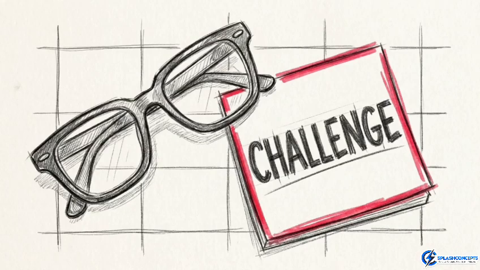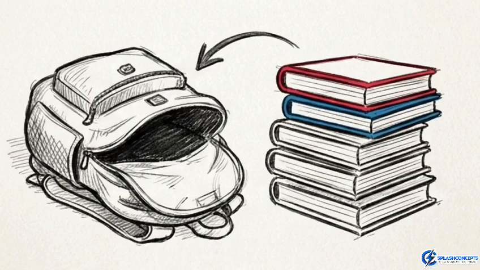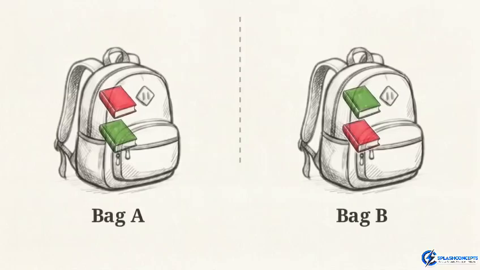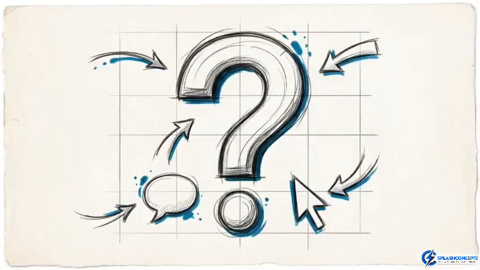Let's test this with a final scenario. You have a stack of 5 distinct books, and you need to choose 3 to pack into your bag. Does the order of the books inside the bag matter? Use that answer to pick your formula, calculate 5, choose 3, and leave your answer in the comments.